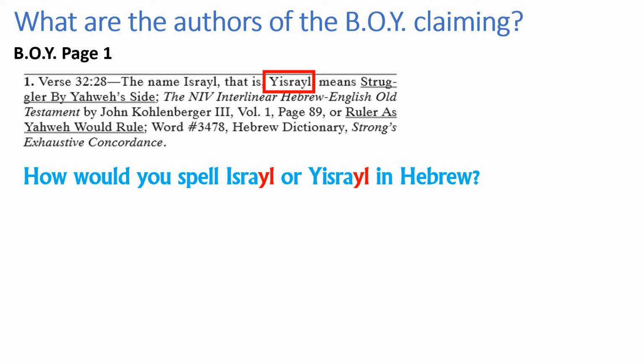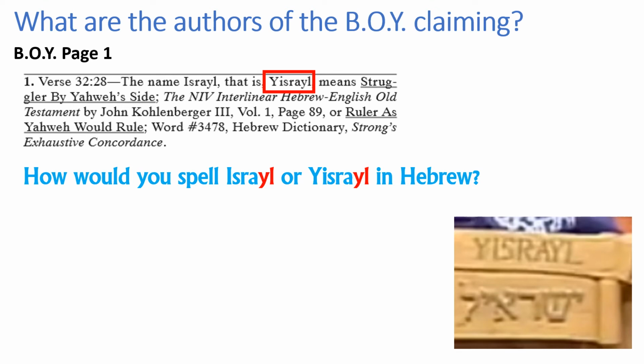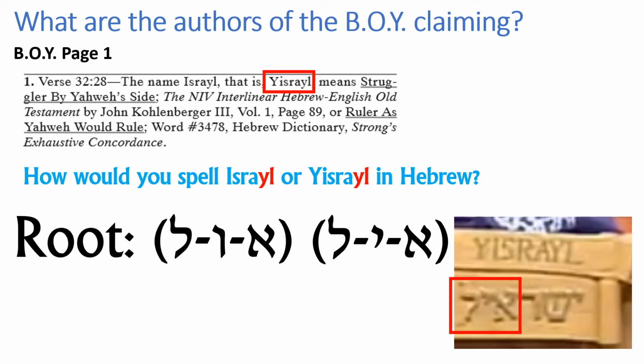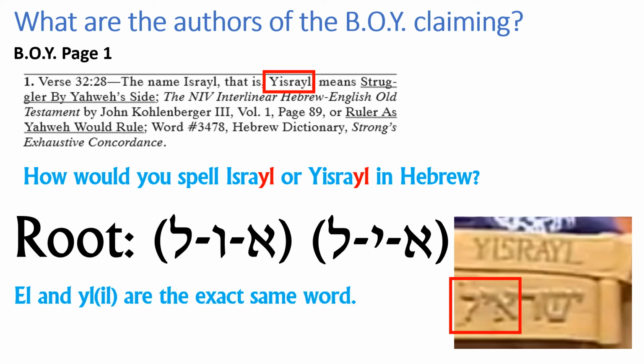So again, remember I asked you, how would you spell Yisra YL or Yisra YL in Hebrew? This is the way they're spelling it. So you see that they have the English word above it and they have the Hebrew word below it. So notice this again. Remember how I talked about the three-letter roots of Hebrew, that it uses three-letter roots to form words? So you notice that they have at the end of this word Aleph Yud Lamed. So the root, remember I mentioned earlier of Elohim is Aleph Waw Lamed or Aleph Yud Lamed. So what we're seeing here is that El and YL or IL, depending on how you want to try to pronounce it, are the exact same word.